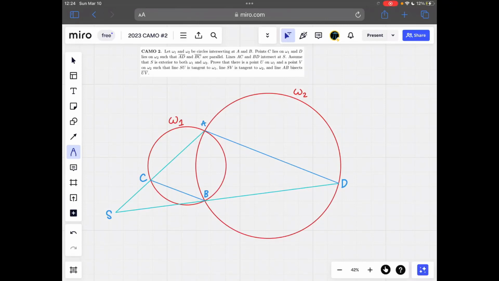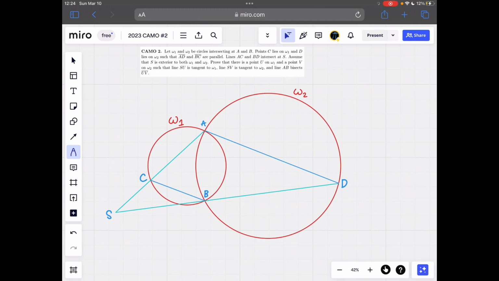Let omega 1 and omega 2 be circles intersecting at A and B. Point C lies on omega 1 and D lies on omega 2 such that AD and BC are parallel. Lines AC and BD intersect at S. Assume that S lies outside both omega 1 and omega 2.